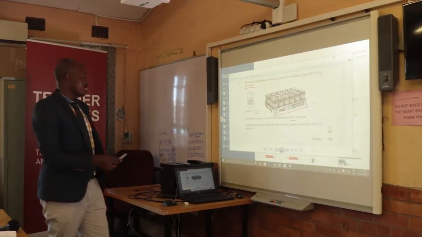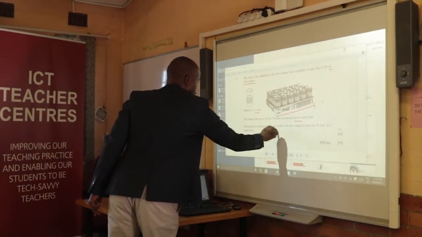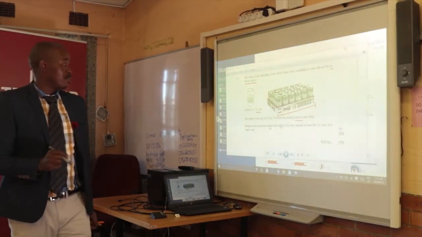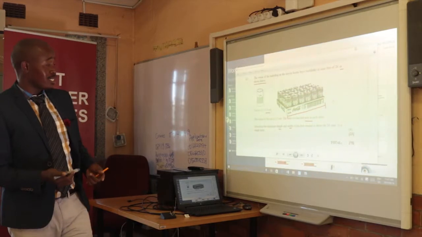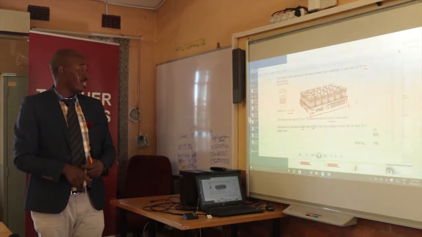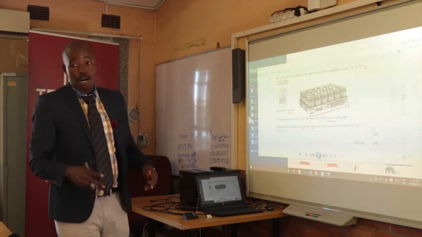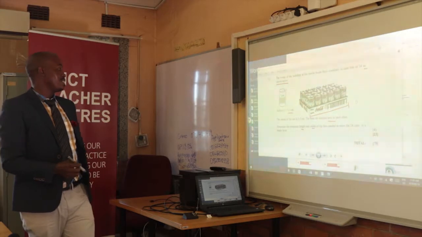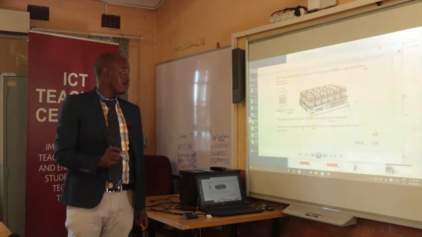Now the question is asking for the length and width. It is not asking how many cans. So learners must be able to differentiate. We'll be answering a question later on where a learner is asked how many cans are along the length, how many cans are along the width, or how many cans in total are in a box. So this question is asking the dimensions, the length and the width.